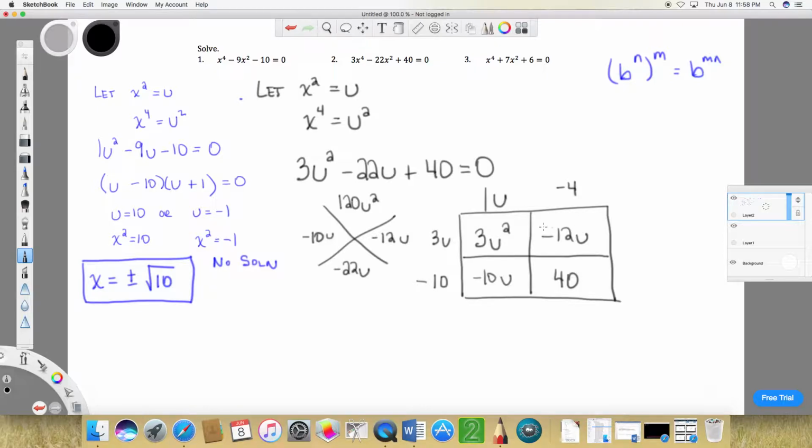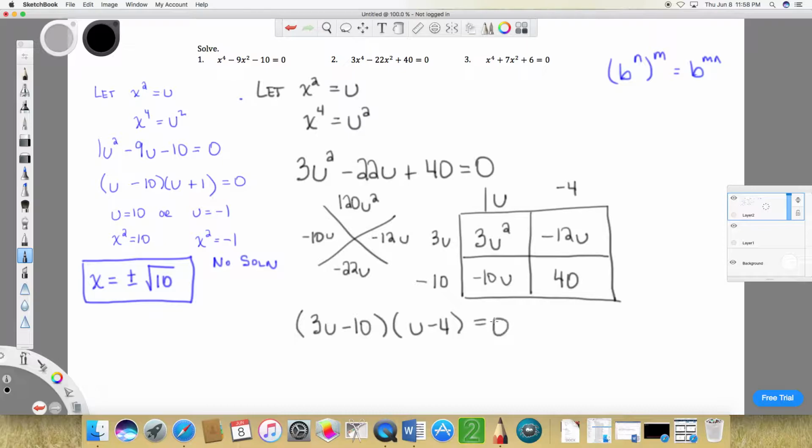And let's check and see if I've done this correctly. 3u times 1u is 3u squared. 3u times a negative 4 is negative 12u. Negative 10 times 1u is negative 10u. And we already saw that negative 10 times a negative 4 is positive 40. So this allows us to factor this trinomial into a product of two binomials.